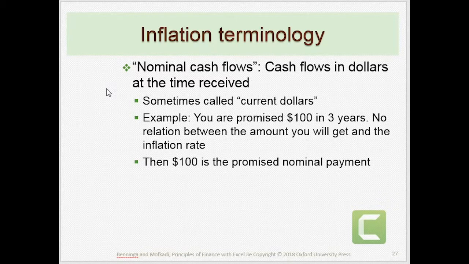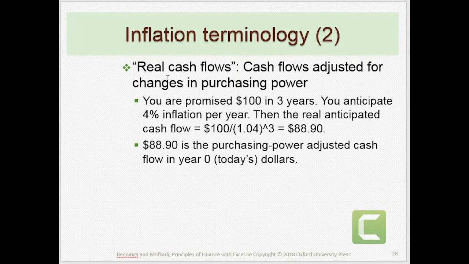Nominal cash flows are in dollars at the time received. You're promised $100 in 3 years. The $100 is a promised nominal payment, not taking into consideration any inflation. Real cash flows: you're promised $100 in 3 years, but we have 4% inflation every year. Then the real anticipated cash flow in 3 years is only going to be $88.90, right? Because you've got to adjust that $100 for your purchasing power.